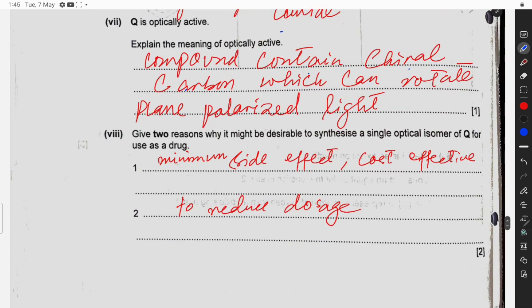Give 2 reasons why it might be desirable to synthesize a single optical isomer of Q for use as a drug. So minimum side effect, and it should be cost effective because 2 products are formed, and to reduce dosage. So it has minimum side effect, cost effective. Instead of forming 2, only 1 product is formed, and to reduce dosage.